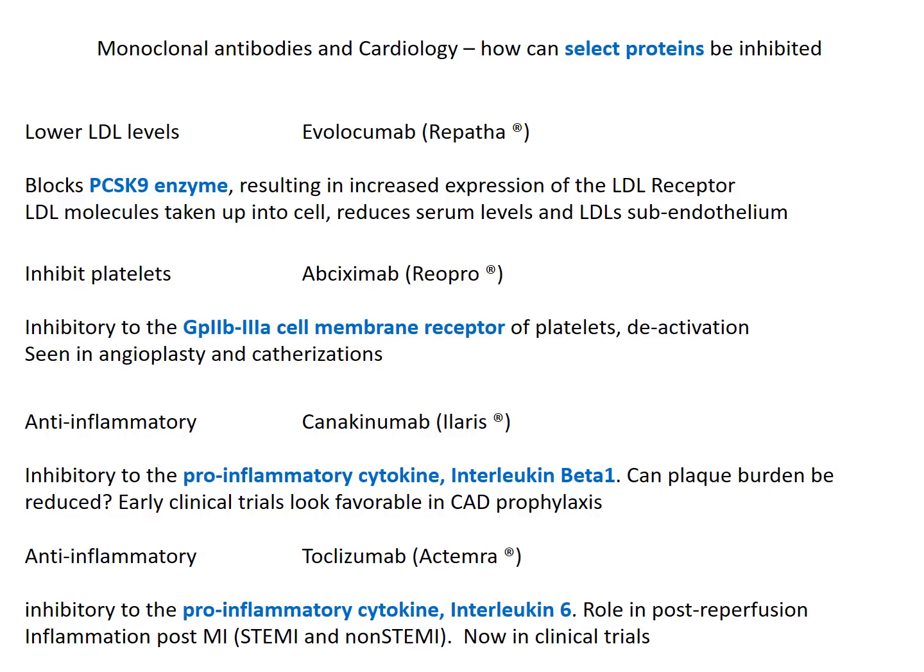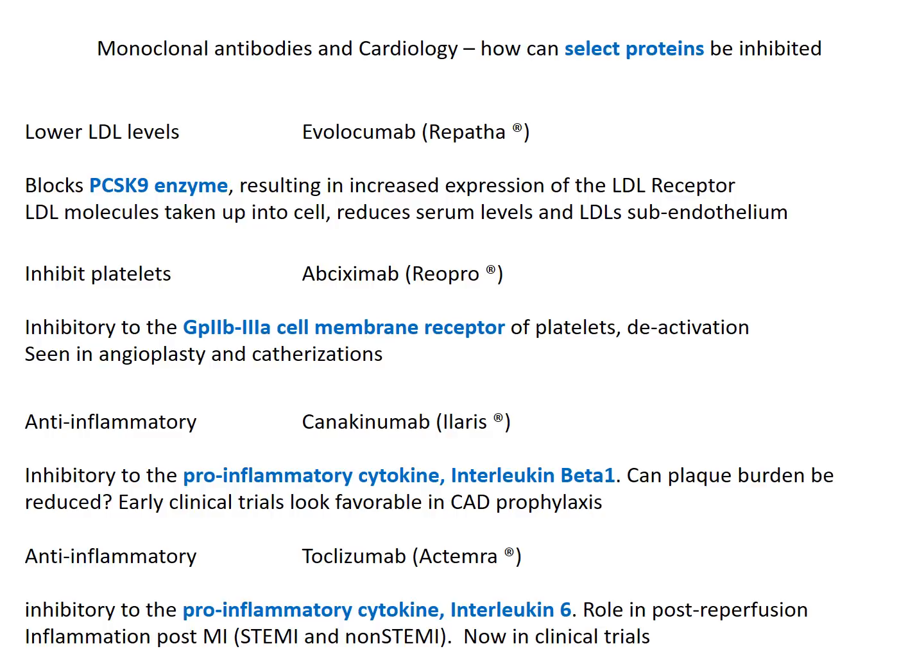Evolocumab, Repatha, is a drug that's used to treat people with markedly elevated LDL levels. The protein that this monoclonal antibody binds is called the PCSK9 enzyme, and that enzyme breaks down the LDL receptor. When you break down the LDL receptor, you can't incorporate your LDLs up into the cell, so therefore they accumulate in plasma and they accumulate in the subendothelium. So in an individual with really high LDL cholesterol that's not responding to high intensity statin, here's a new monoclonal antibody to treat that.